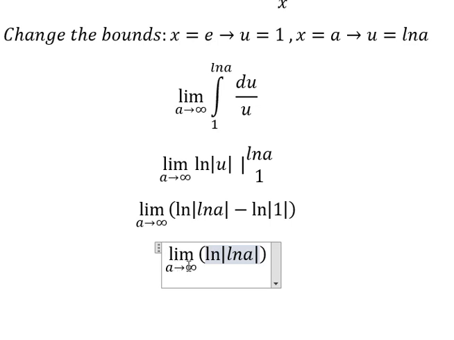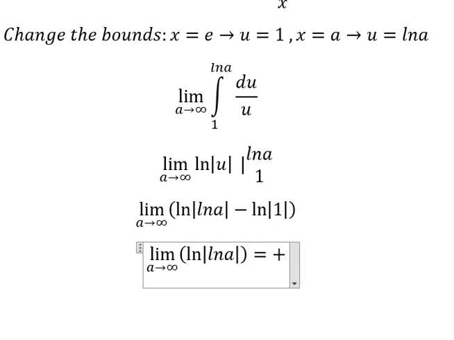So we see that as a approaches positive infinity, this one will go to positive infinity. So that means this one is divergent.